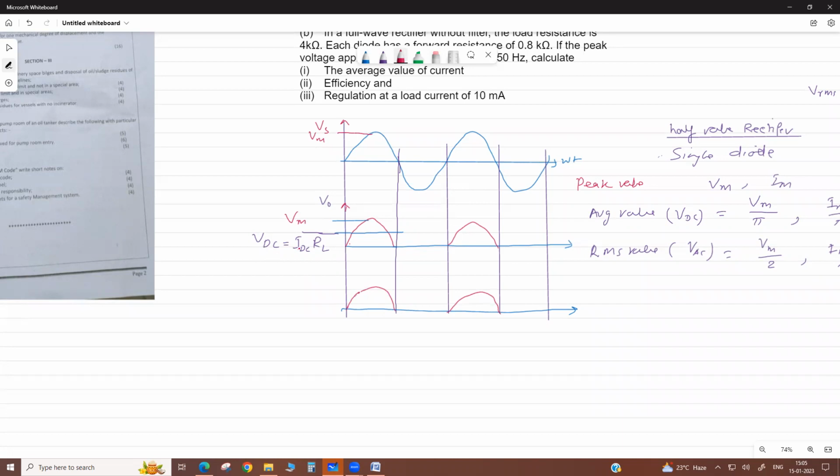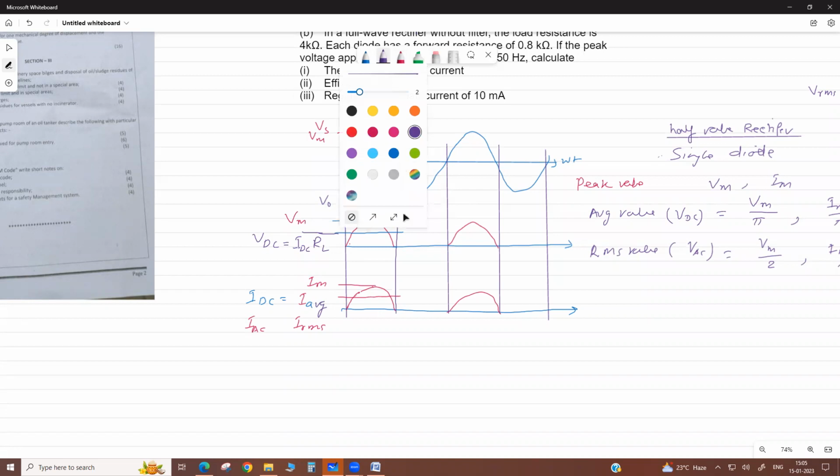So here the current is also like this, it is Im, the current peak. Then here the average value of current, IDC. Then IRMS also we can calculate. That is called IAC. Average value is the DC value. RMS value is the AC value.